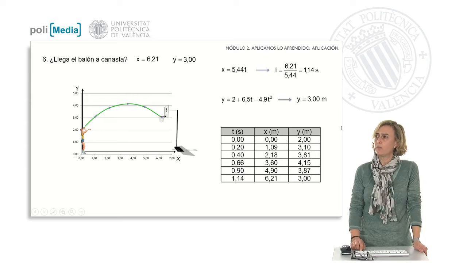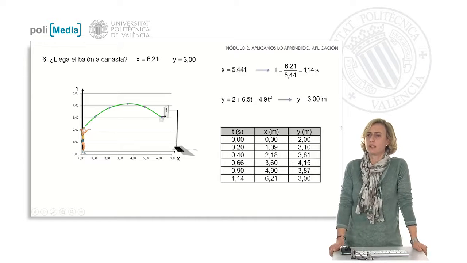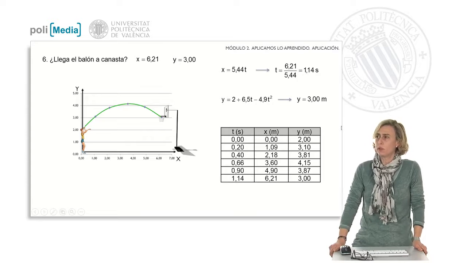We are also asked to calculate if the ball reaches the basket. What we need to know are the coordinates of the basket. These, from the problem statement, are x equals 6.21 and y equals 3. Therefore, the ball has to occupy that position at the same instant. How do we do it? Well, in the expression of x equals 5.44 t, we replace the x by 6.21, we clear the time, and we obtain that this is 1.14 seconds.